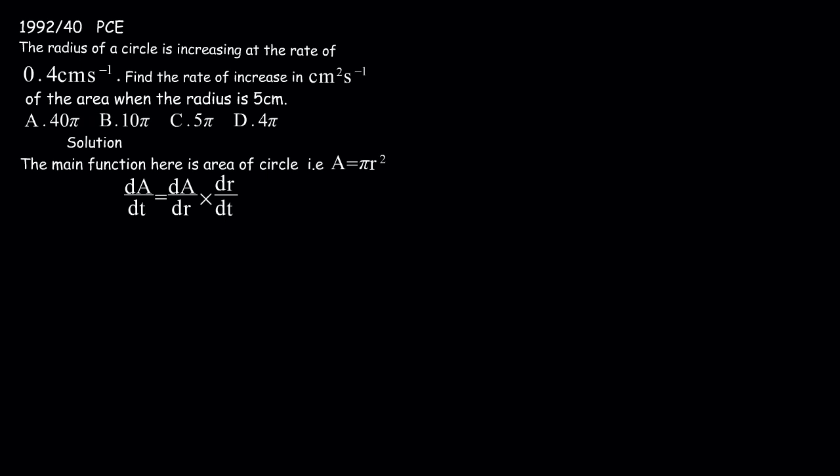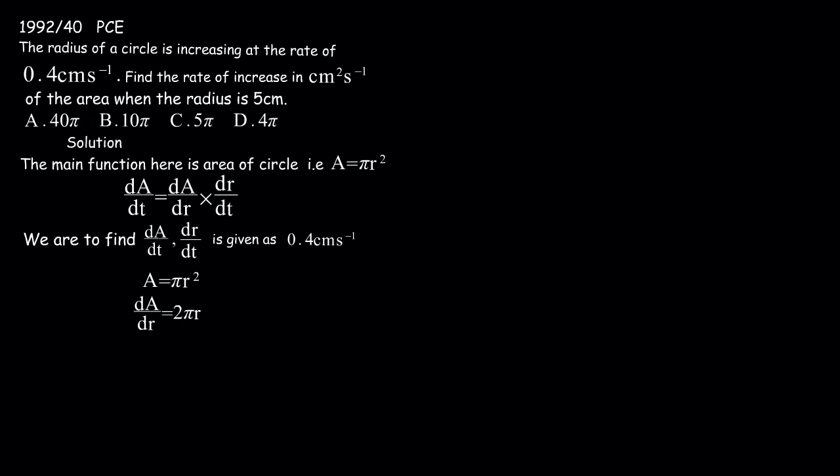Our call of duty is to find dA/dt at the point when dr/dt is 0.4 centimeter per second. Now writing down the area, A is equal to pi r squared, we are going to be differentiating the area with respect to r. That is, we are going to be finding dA/dr. Doing so, dA/dr is equal to 2 pi r.